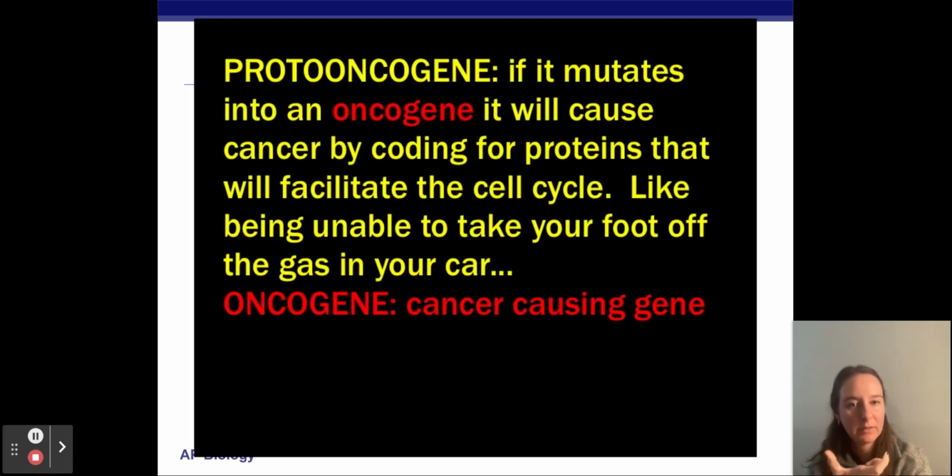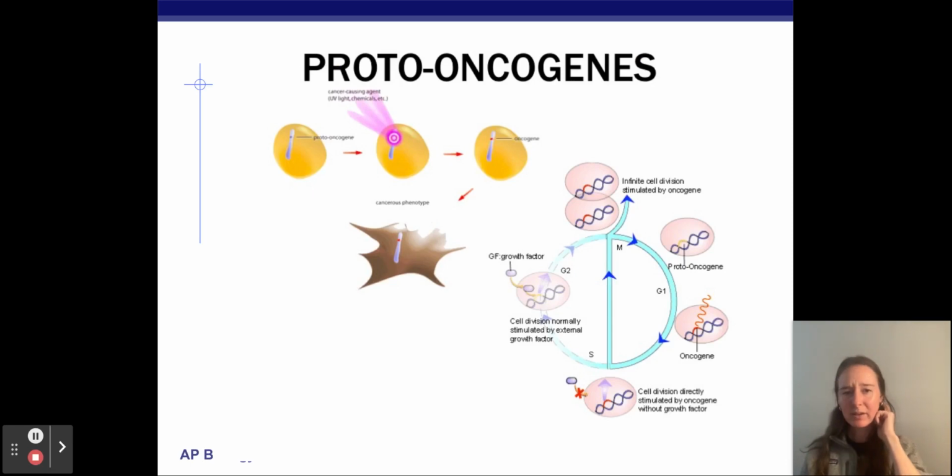Why? Well, that gene, that piece of DNA, will code for proteins that will continue the cell cycle. Now, I like to compare proto-oncogenes to when you're driving. Hopefully, well, some of you drive probably. And if you press on the gas, then you go, right? You continue to go. So proto-oncogenes are like genes that tell the cell, hey, go with the cell cycle. But when it mutates, it's like pressing on the gas too fast and you can't take your foot off. And you just keep going and going without stopping. So that's an oncogene. It's causing cancer because the cell is continuing to go through the cell cycle, making more copies without any control. So let's take a look at an example here.